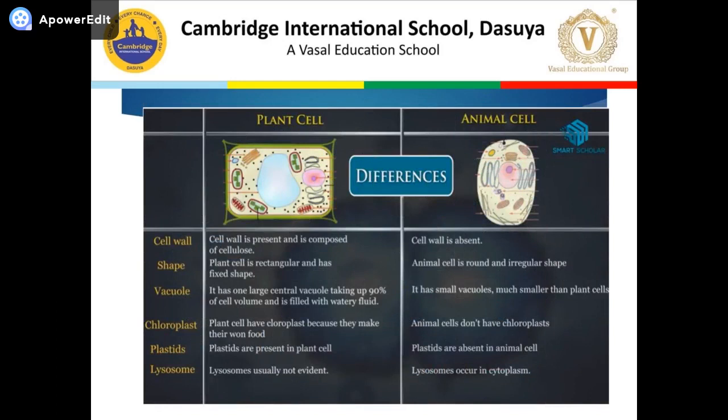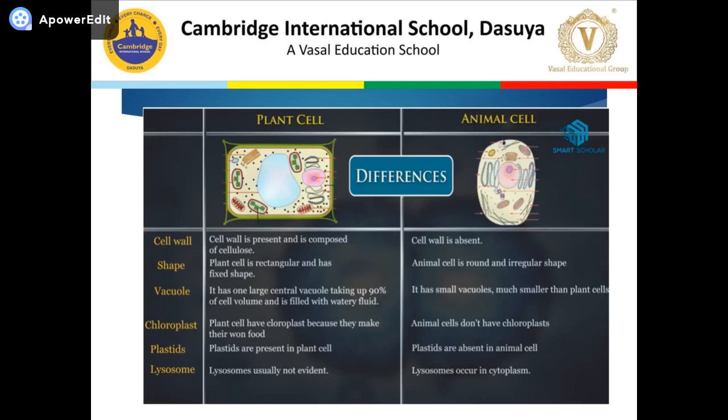Next is the difference between plant and animal cells. We have discussed all the cell organelles. Now we have to do the differences. It is a very important part of the chapter. Here you can see in a plant cell, the cell wall is present, made up of cellulose, but on the other hand, it is absent in an animal cell. A plant cell is rectangular and has a fixed shape. An animal cell is round and irregular in shape.